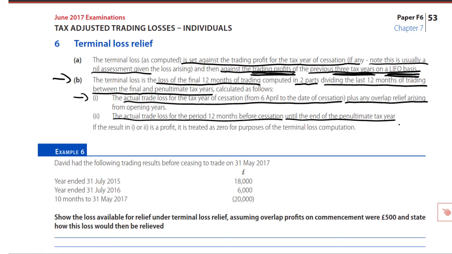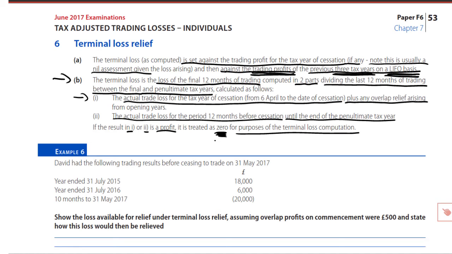And it's a relatively rare event, but it could happen, and we'll see how in our calculations in a moment. But if your result in either 1 or 2 above should actually give rise to a profit overall, then for purposes of the terminal loss computation, it's treated as 0. It is nil. More of that in a moment's time.